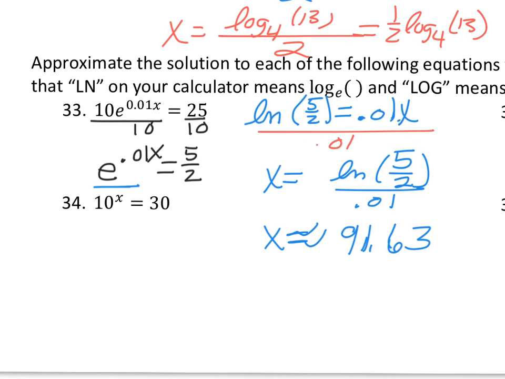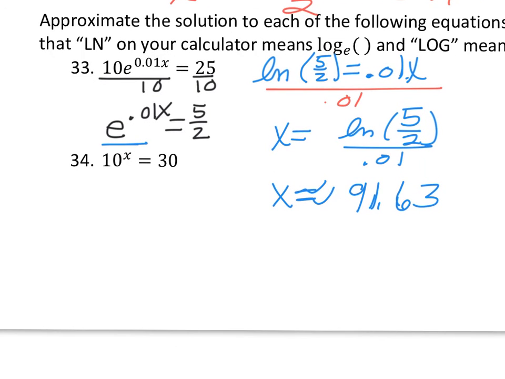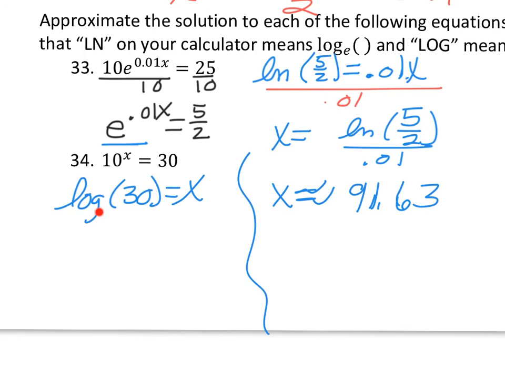Let's go ahead and do the next guy, 34. For this one, it's already simplified. You've got your exponential piece here without any coefficient in front. And so let's go ahead and convert that. We get log base 10 of 30 is equal to x. Check by going backwards. This is base 10. 10 to the x equals 30. That's what this says. Then just use your calculator.